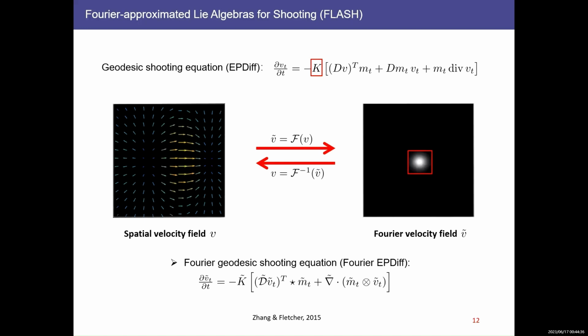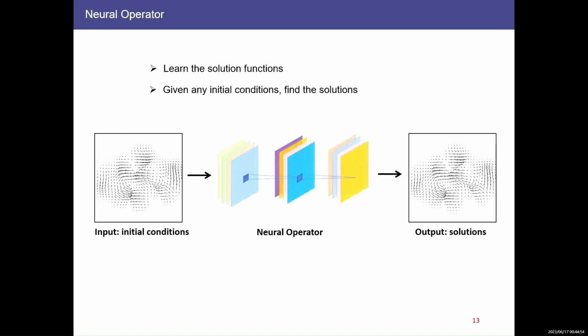So, the FLASH algorithm proposes a faster version of the EPDiff equation to truncate the high-frequency modes and perform geodesic shooting in the low-dimensional band-limited Fourier space. So we have the new version of the geodesic shooting equation, named Fourier EPDiff.